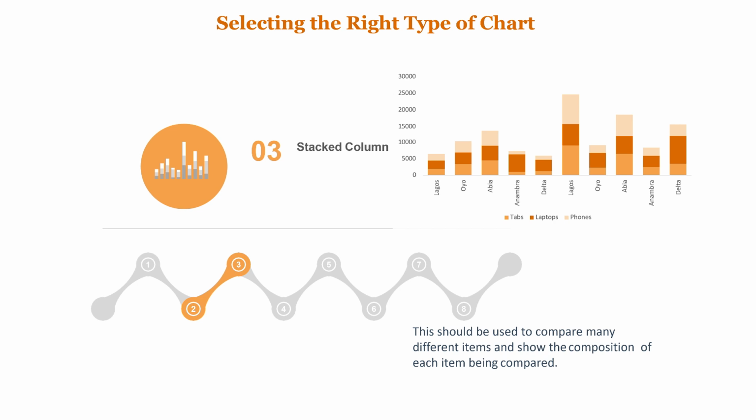I want to look at distributions of items across places. So we've given out items to be distributed across various places, and now I want to look at those distributions, right? If you look at Lagos State here, tabs were more in Lagos State. We also see phones, and then we can see laptops. So we want to look at how many of those things were distributed in those places. We're trying to compare many different items and show the composition of items being compared. Then a stacked column chart is a very, very powerful chart for you to use.